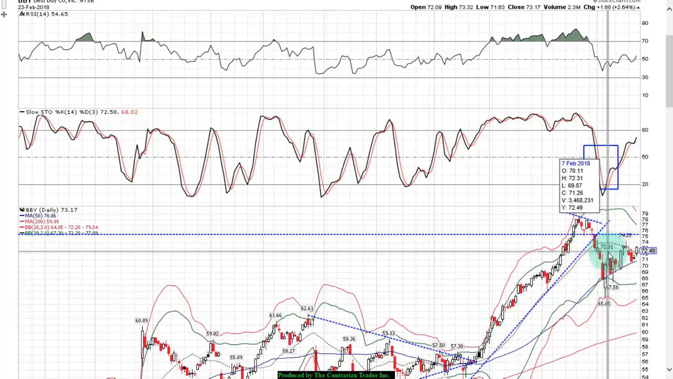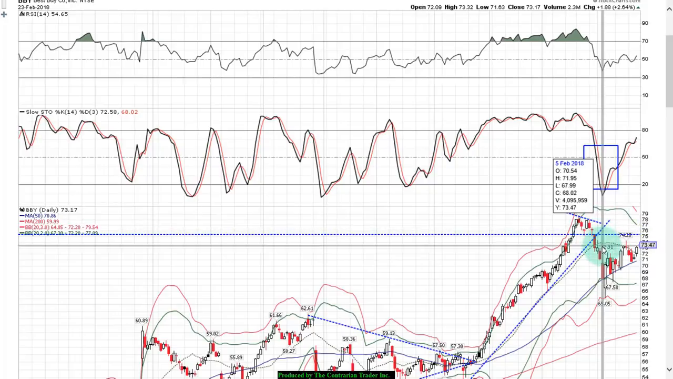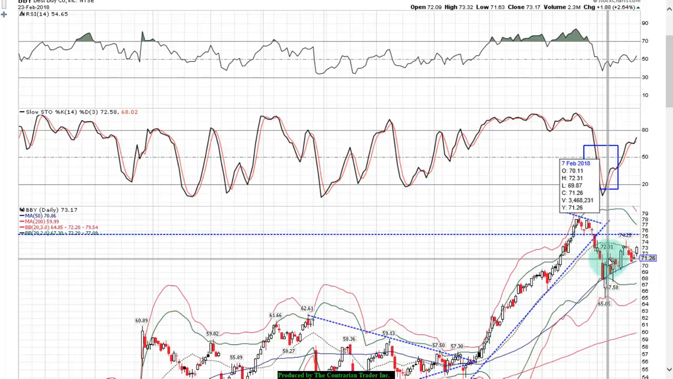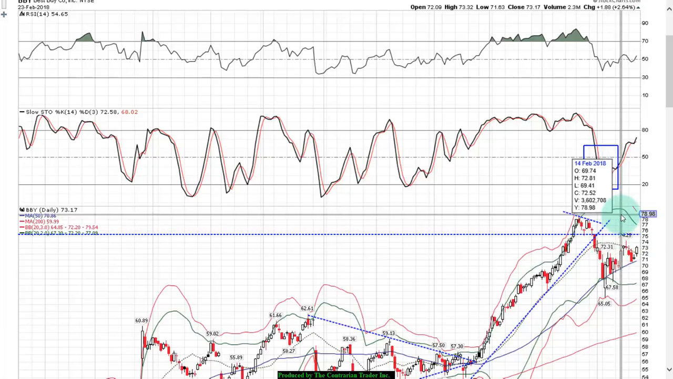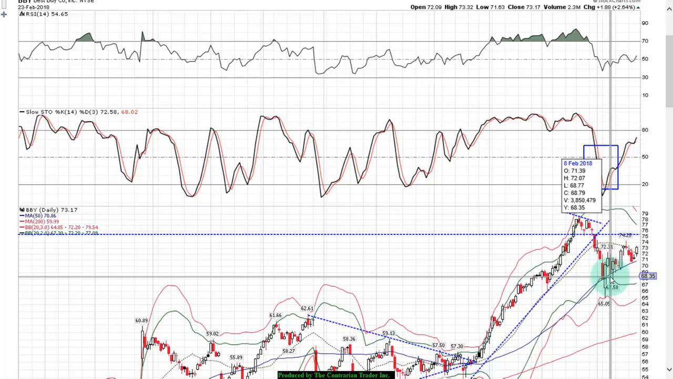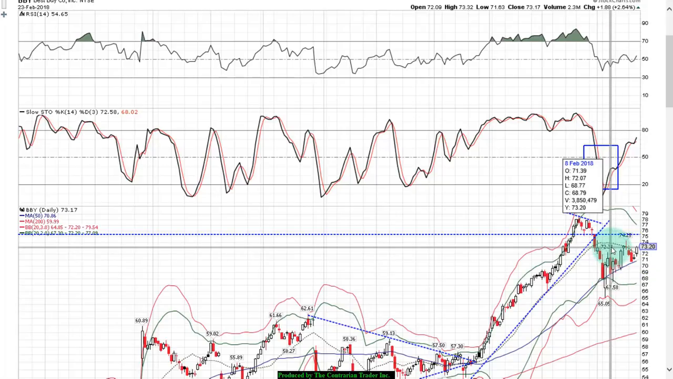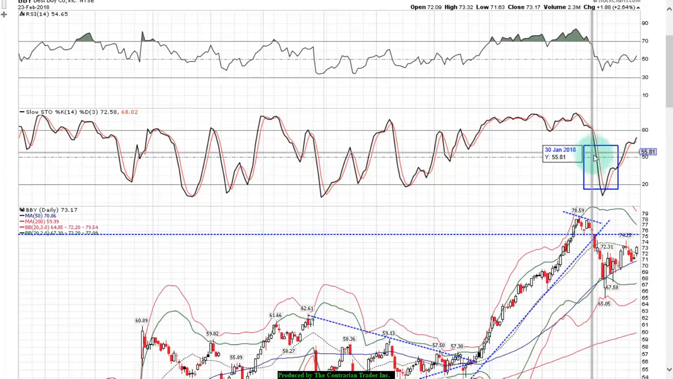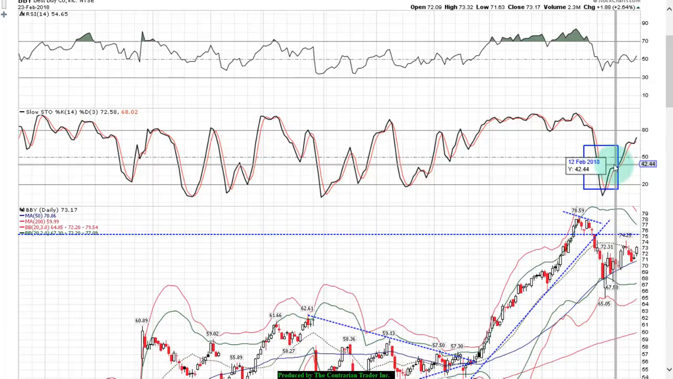Fast forward to the 7th, after we had flashed a bullish key reversal on the day. This is your bottom here. We flashed a bullish key reversal. We closed off the highs of the day, so we had a bit of a fade there. Then fast forward to the 8th, we attempted to rally, and that rally faded. All while you had your Stochastics down below the 50 level.